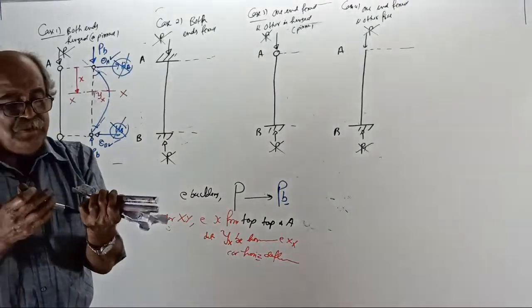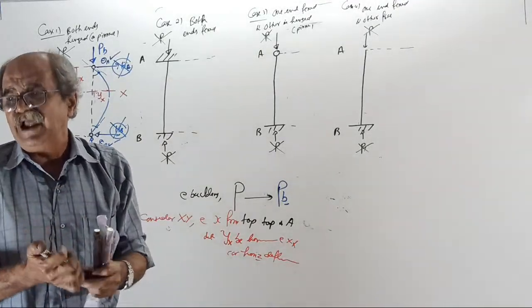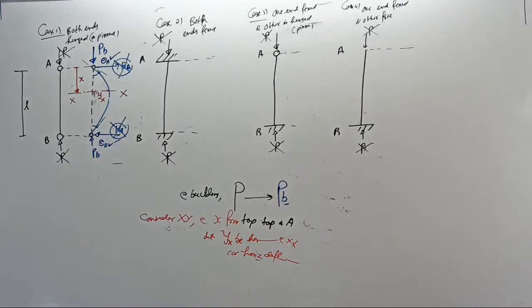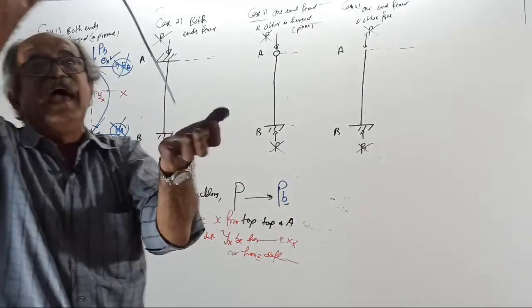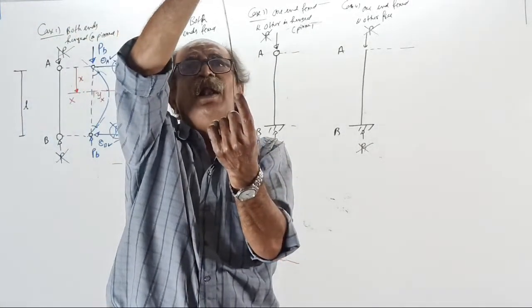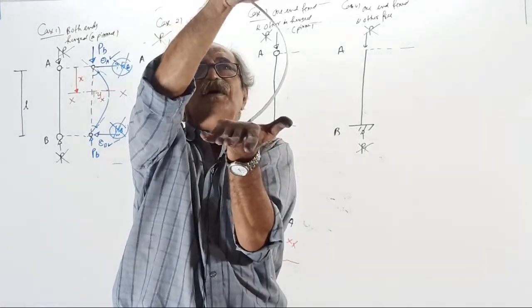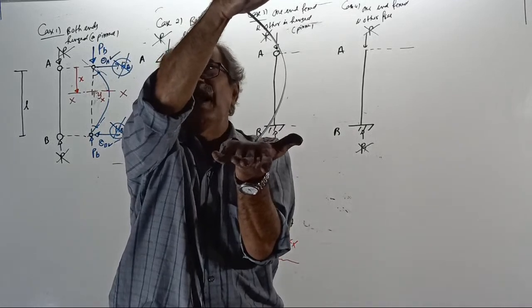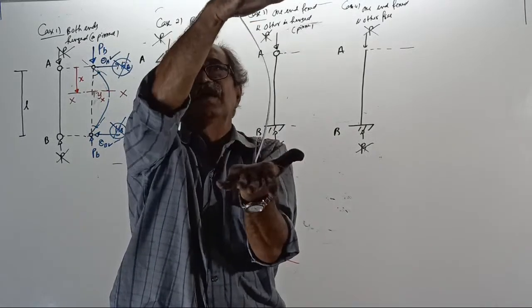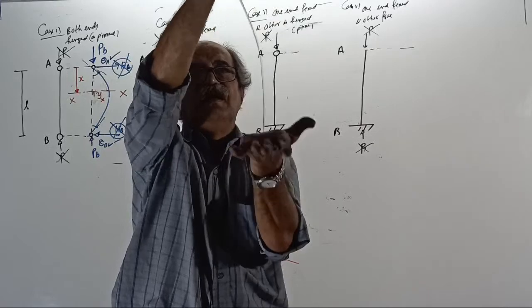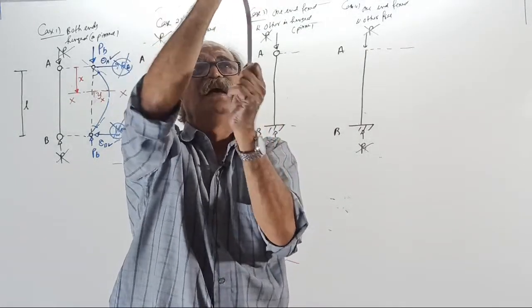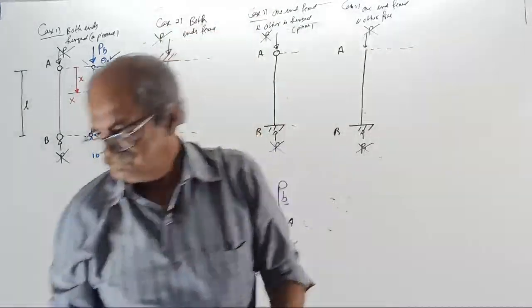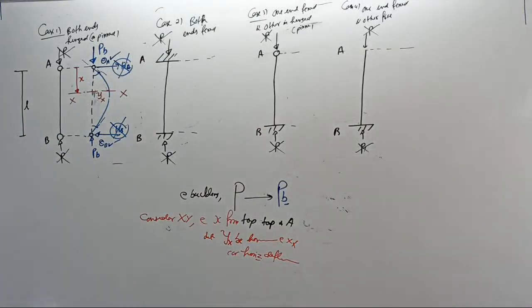Or, in simple language, I will explain, write it now. See what I am doing. I will take this scale, I will apply only vertical load. Now, tell me, buckling, both are pinned. Any horizontal reaction? Both are pinned. Any horizontal reaction?